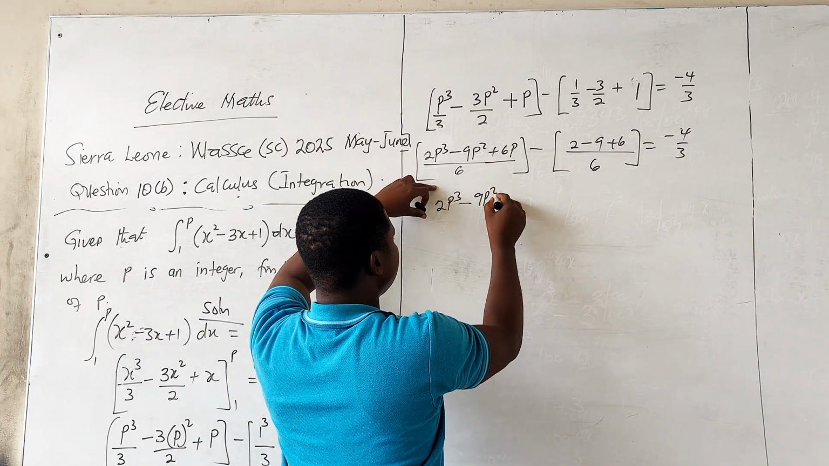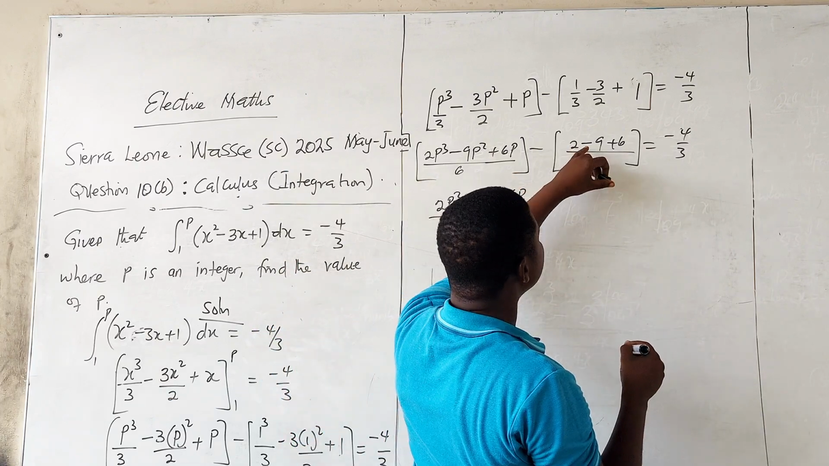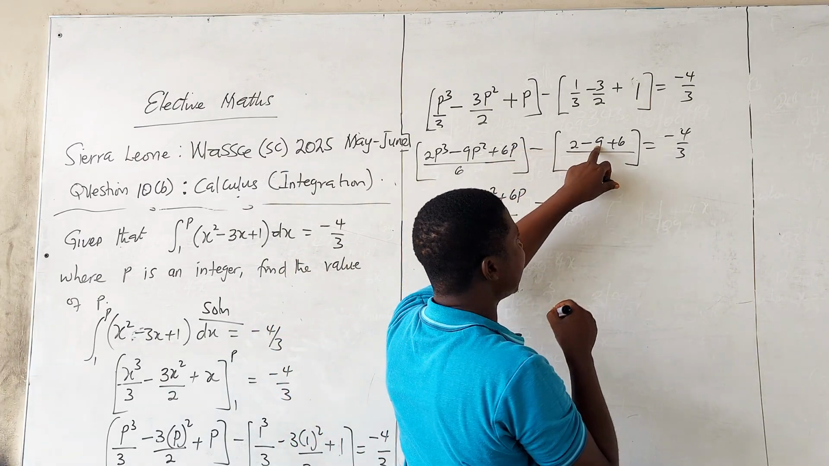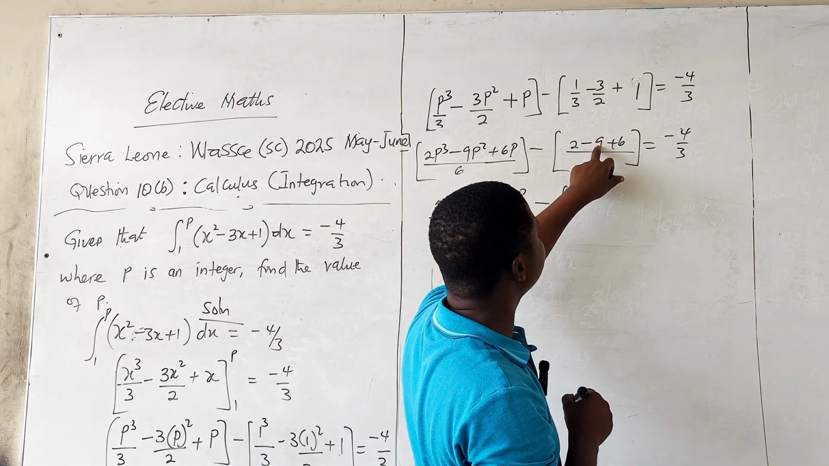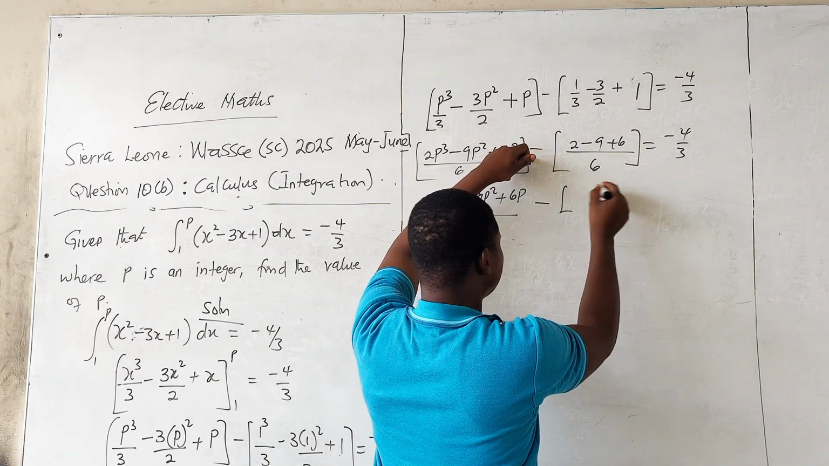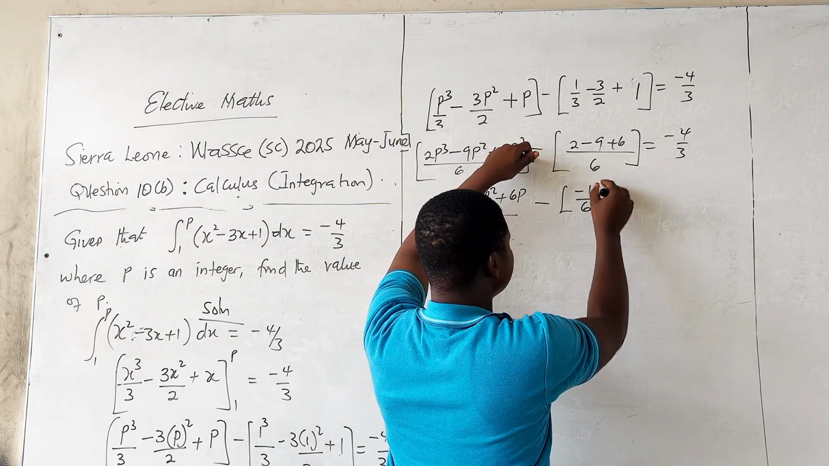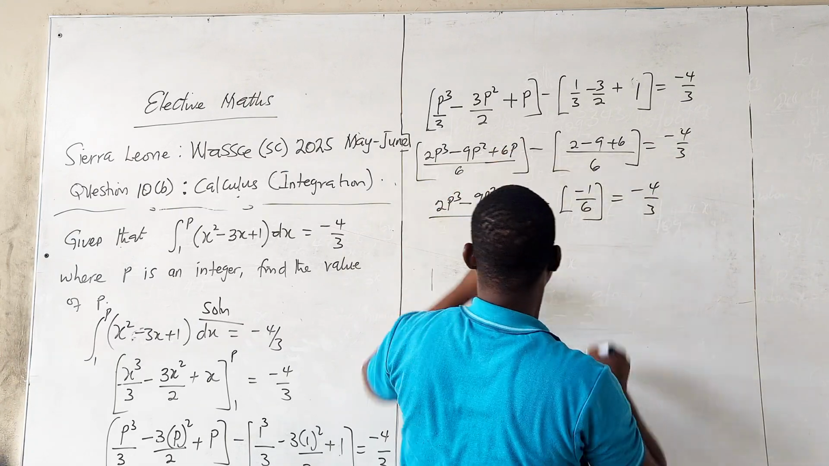9p squared plus 6p all over 6, minus this one. We have 2 minus 9 will give us negative 7. Negative 7 plus 6, we have negative 1. So negative 1 on 6 is equal to minus 4 on 3.